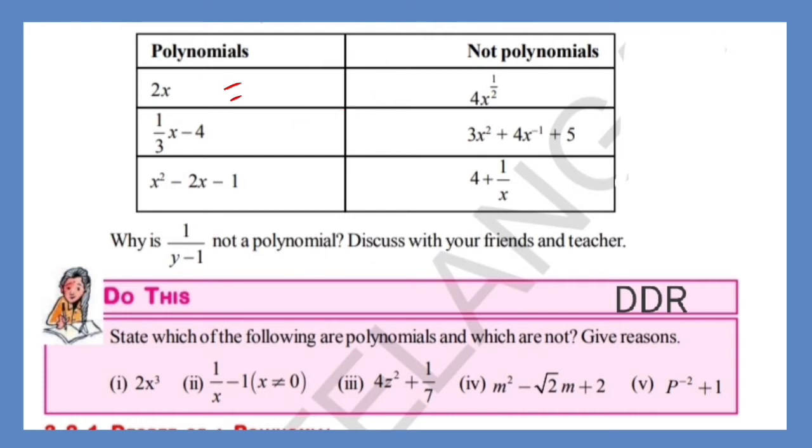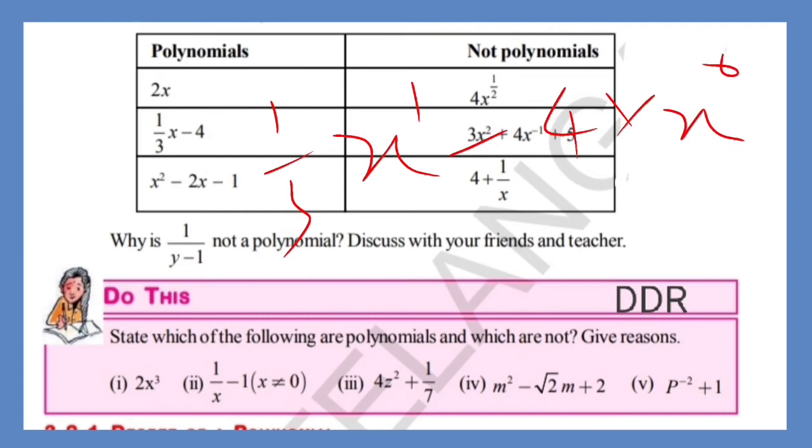Next, second one, 1 by 3 x minus 4. Here also, first term is 1 by 3x. It is in the form of ax to the power of n. Why? Because 1 by 3 x to the power of 1. Next, second term is minus 4. Minus 4 is also in the form of ax to the power of n, because I am writing like this: minus 4 into x to the power of 0. So 0 is a whole number.